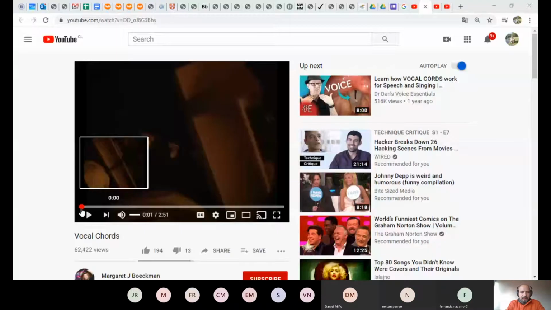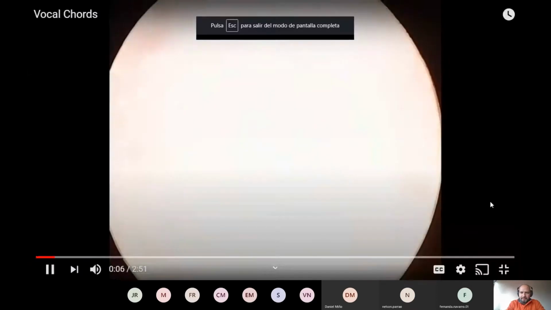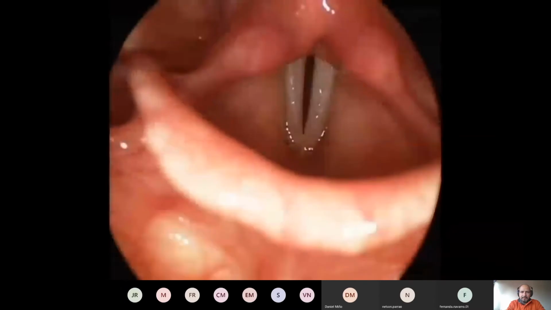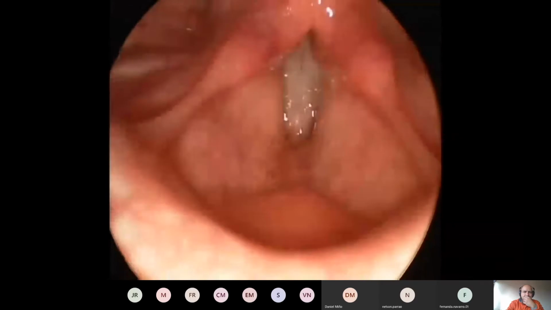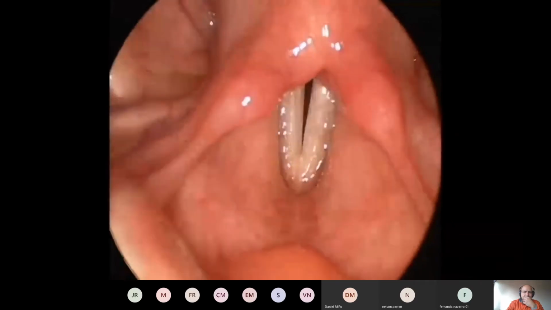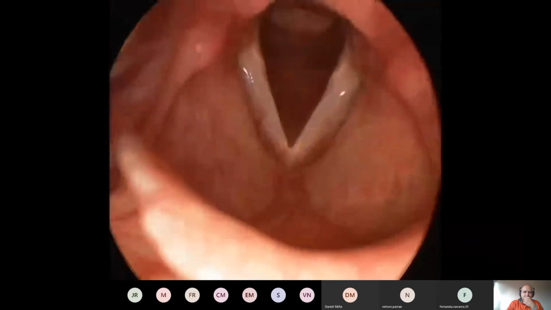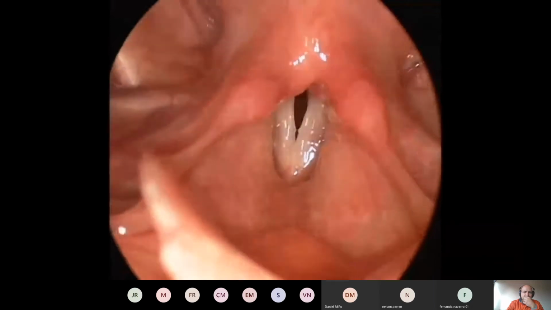Okay, here we go. Now keep your head back. Take a nice big breath in and a big yeet. Okay, take a breath. Now do that soft. Good. Now do a lower pitch. Lean forward. Oh, there we go.